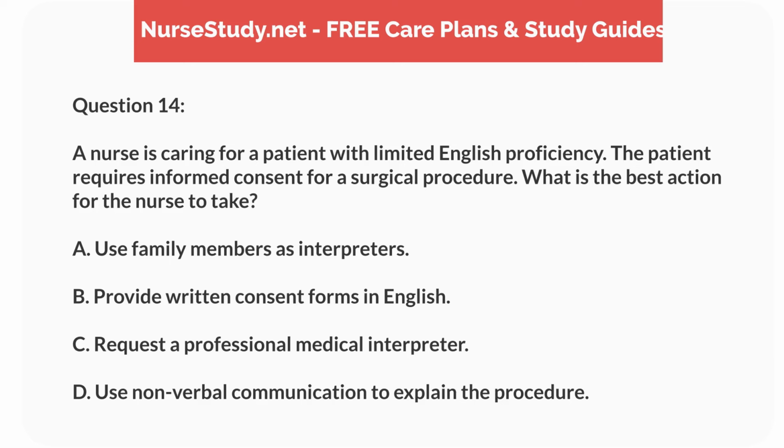Question 14. A nurse is caring for a patient with limited English proficiency. The patient requires informed consent for a surgical procedure. What is the best action for the nurse to take? A. Use family members as interpreters. B. Provide written consent forms in English. C. Request a professional medical interpreter. D. Use nonverbal communication to explain the procedure.